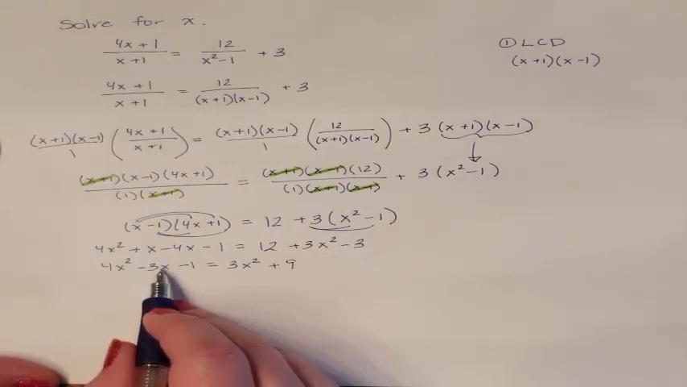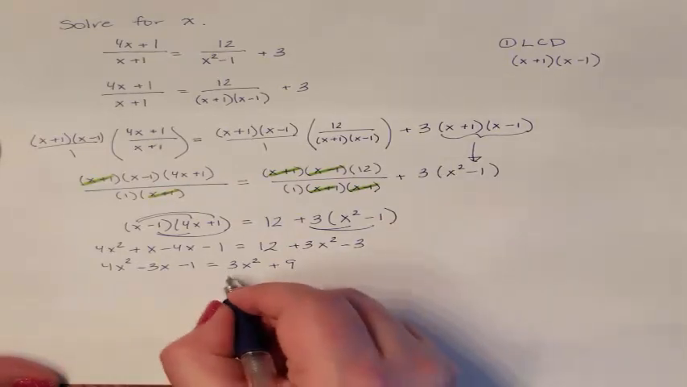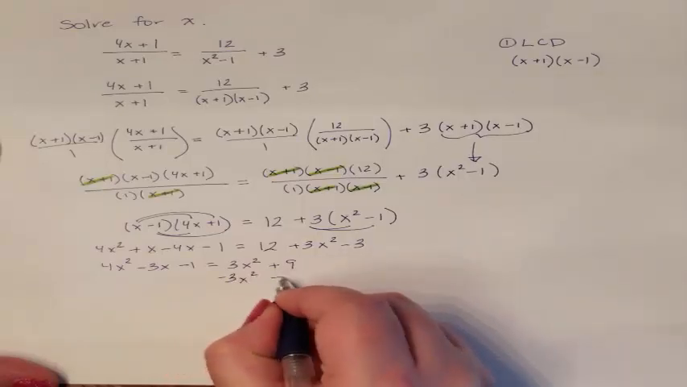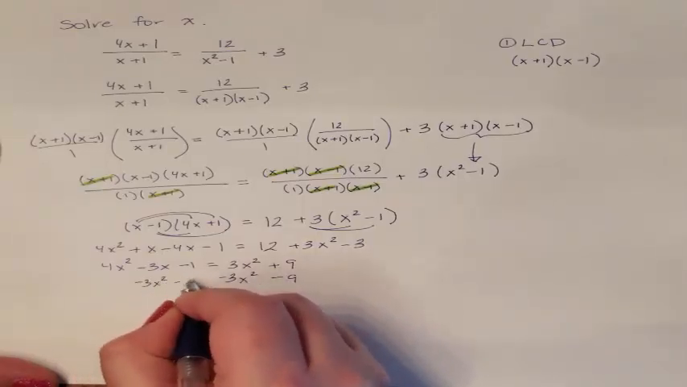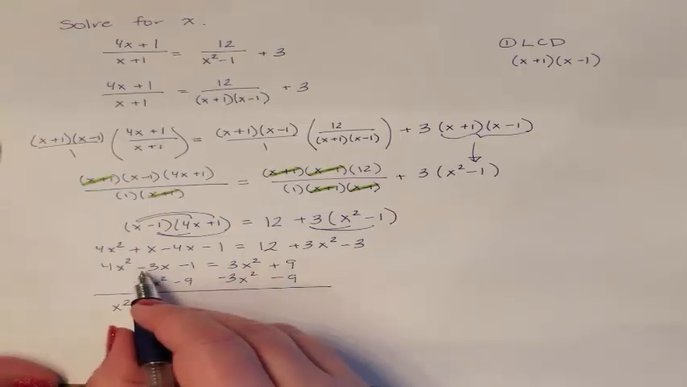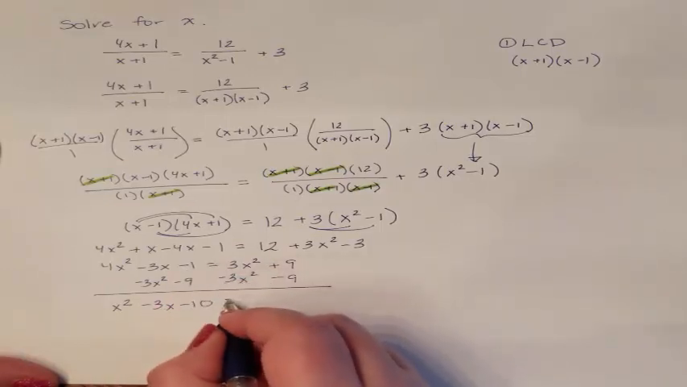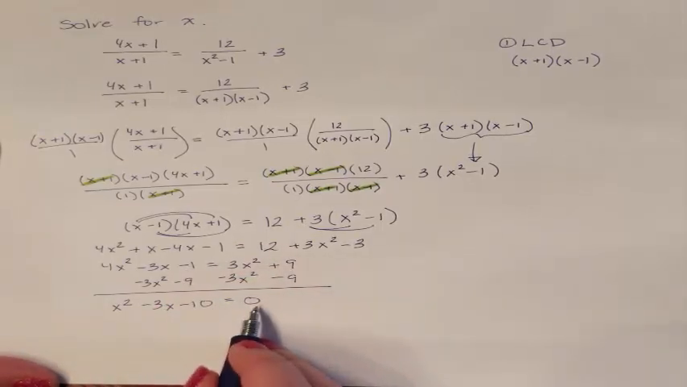X squareds and x's both exist in the same problem. That means I need to make this problem equal 0 so I can factor. So I'm going to move these parts to the other side. So 4x squared minus 3x squared gives me an x squared. That's just a minus 3x, and that is now a minus 10 equals 0. So that equals 0. I want to factor.